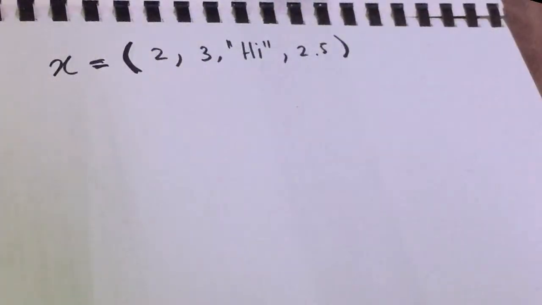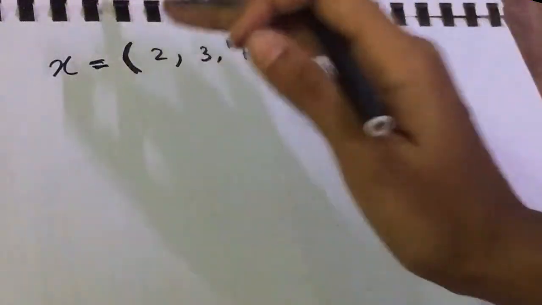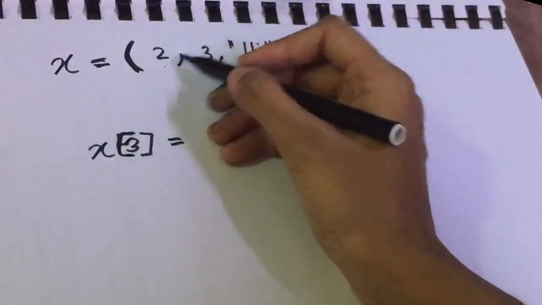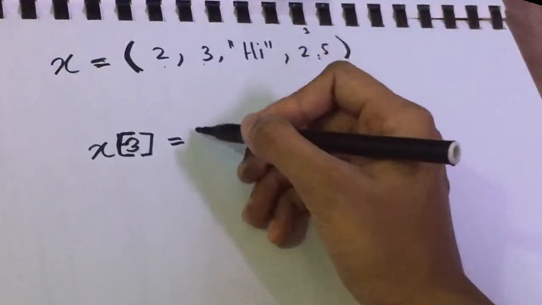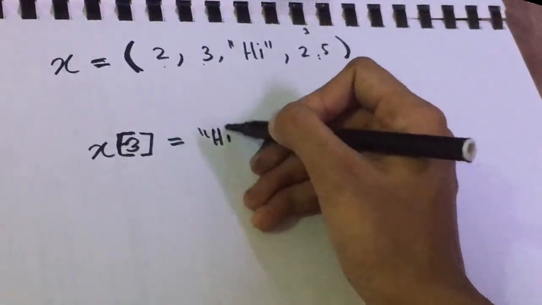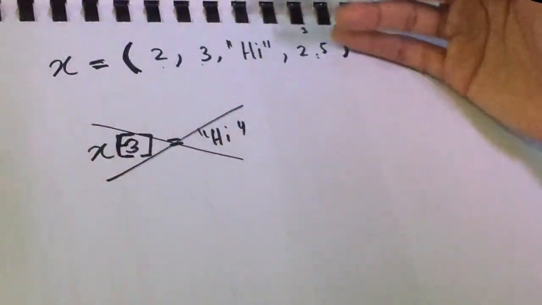It starts with this parenthesis. This is an example for tuple. The difference between list and tuple is you cannot change a value in a tuple. So that means 0, 1, 2, 3. In the third index we have 2.5. If you want to change it to high or something, it will give an error. You cannot modify a tuple.